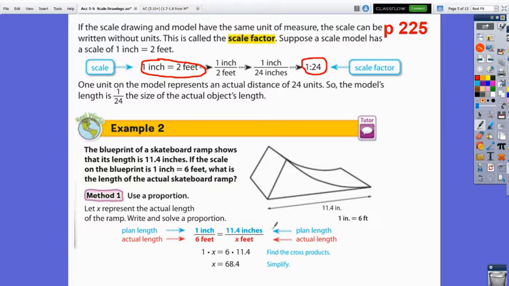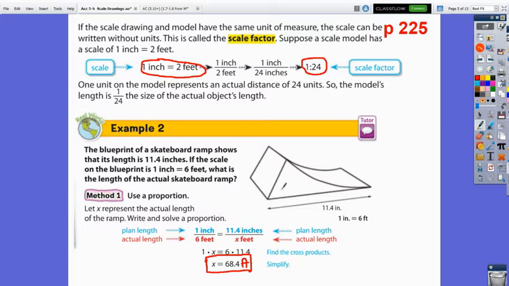Now, this is a pretty easy problem. I wouldn't do this by solving a proportion, because if 1 inch is 6 feet and the model is 11.4 inches, then you just multiply 11.4 times 6, which is what ends up happening if you cross multiply here, and you get an answer of 68.4 feet. Because it's 11.4 inches, they're missing the answer here because they show it later on. But we'll just put it in here. So 68.4 feet, 6 times 11.4.